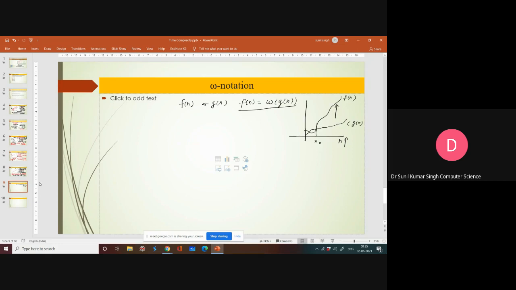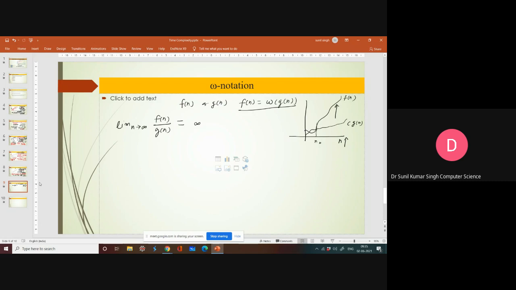So here also, if we define the limit as n tends to infinity of f(n) divided by g(n), then what will be its value? For large values of n, f(n) is going to be very high in comparison to g(n). So when we divide infinity by 1, it will be infinity only. It will tend to infinity.